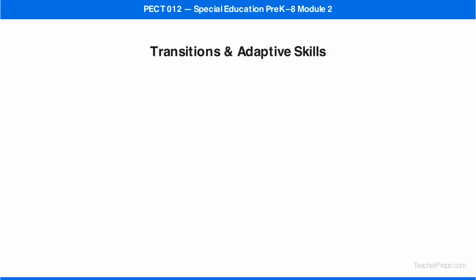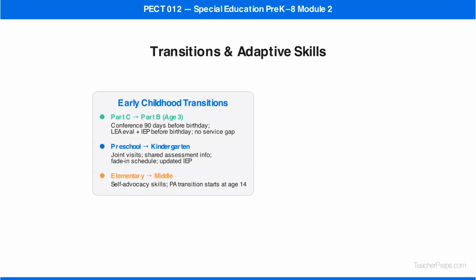Competency 0009 covers transitions and independent living. For early childhood special educators, the most important transition to know is the Part C to Part B transition at age 3. IDEA requires that a transition conference be held at least 90 days before the child's 3rd birthday. The Part C service coordinator must initiate the referral to the local education agency. The LEA must complete the evaluation and hold an IEP meeting before the child's 3rd birthday to ensure no gap in services.